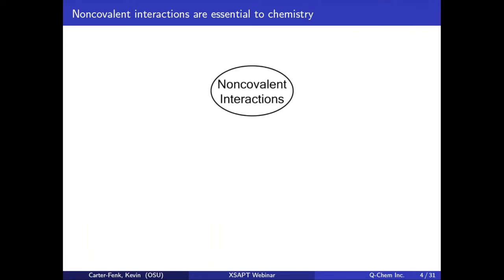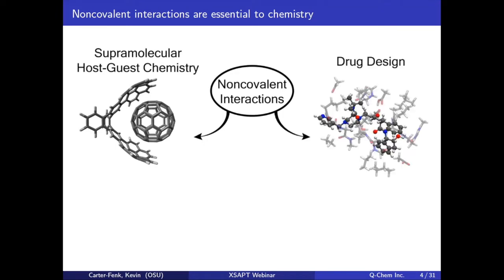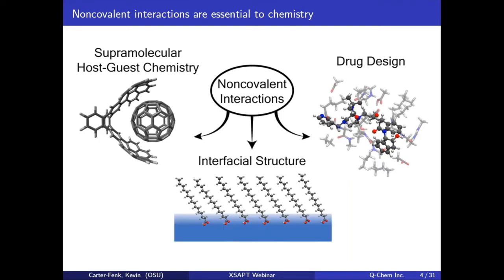So noncovalent interactions are ubiquitous in chemistry, from supermolecular host-guest synthesis to drug design. So they're useful in drug binding applications. And they also govern interfacial structure. So for example, here we have the organization of fatty acids at an air-water interface.